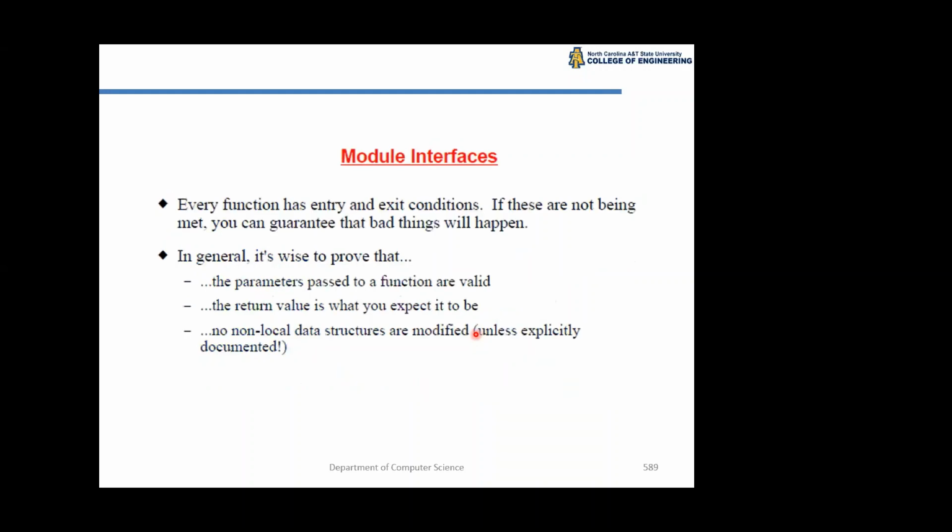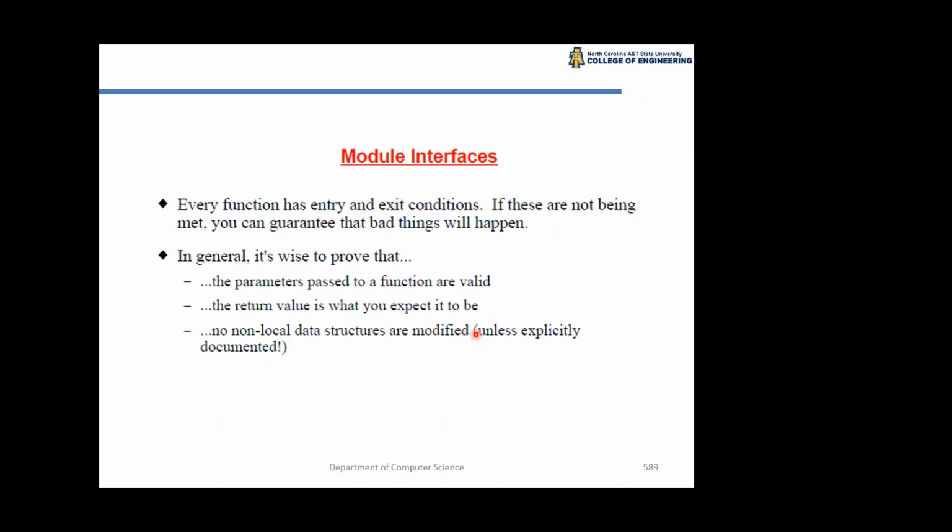Here, as I said, for the module interfaces, the first thing is to try to see the entry and exit conditions for a particular function or method. This is very important, and it is a very common method for unit testing. If these are not met, it means that something bad may happen.